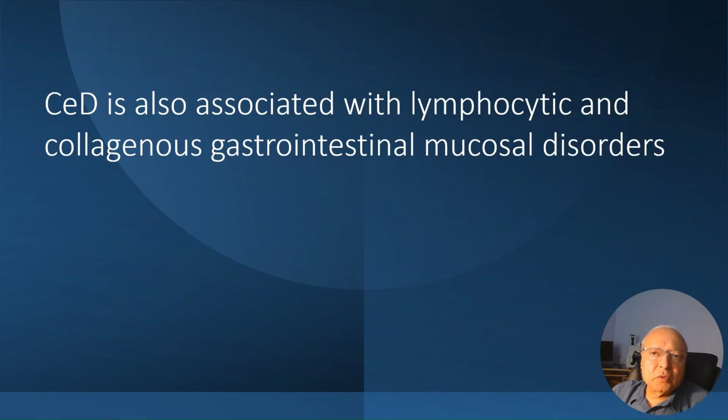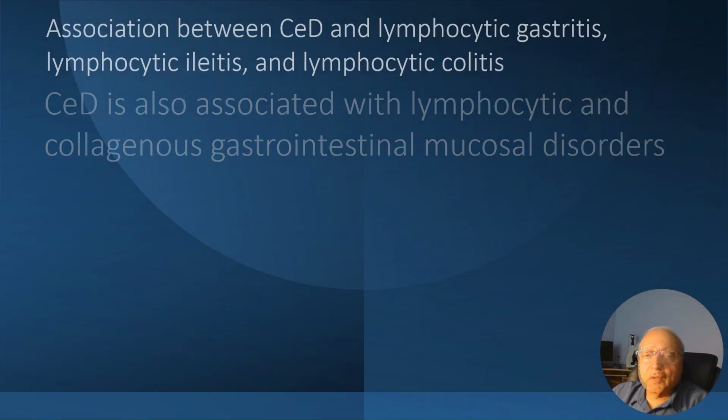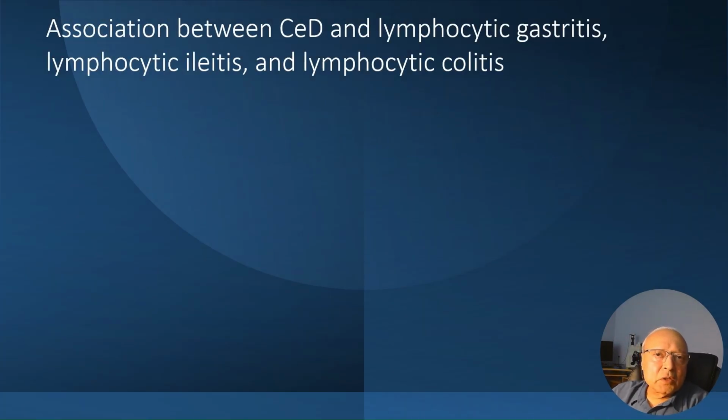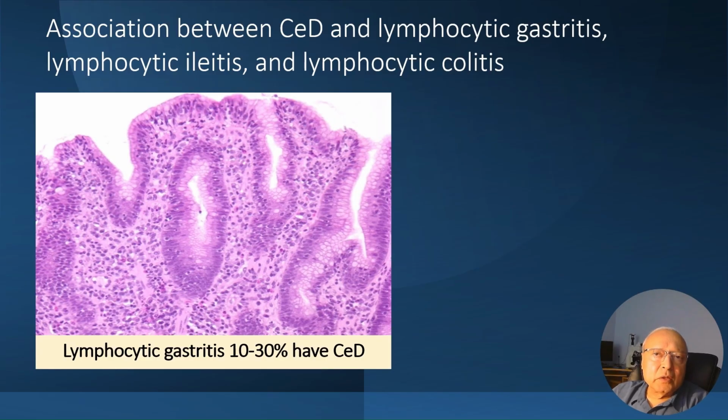So we know about celiac disease and lymphocytic duodenitis, but celiac disease may be linked with other lymphocytic disorders of the GI tract and also collagenous disorders, and that's an interesting association. Let's look at these associations of celiac disease with lymphocytic disorders of other parts of the GI tract. So first, the lymphocytic gastritis.